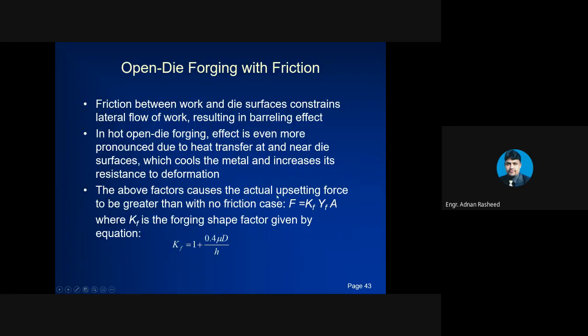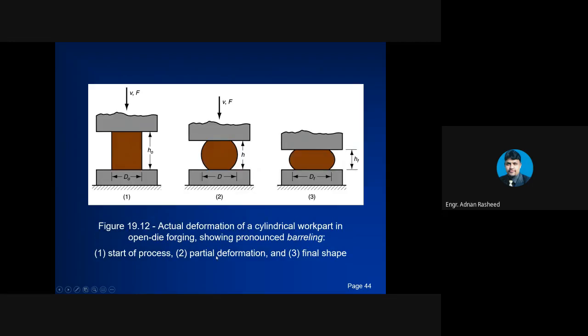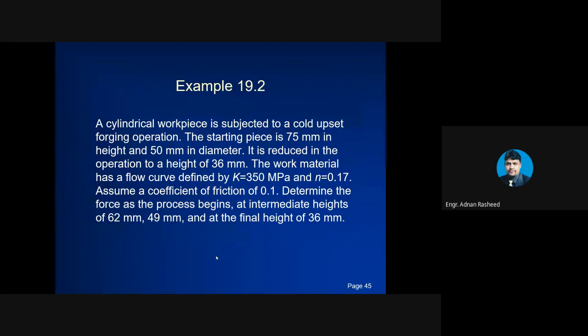The barreling factor causes the actual upsetting force to be greater than in the no friction case. If you consider the no friction case, then F is equal to Kf Yf A, where Kf is the forging shape factor given by Kf equal to 1 plus 0.4 mu D over h. This is the example, all the parameters are given. Kindly go to example 19.2 in your book and just solve it.